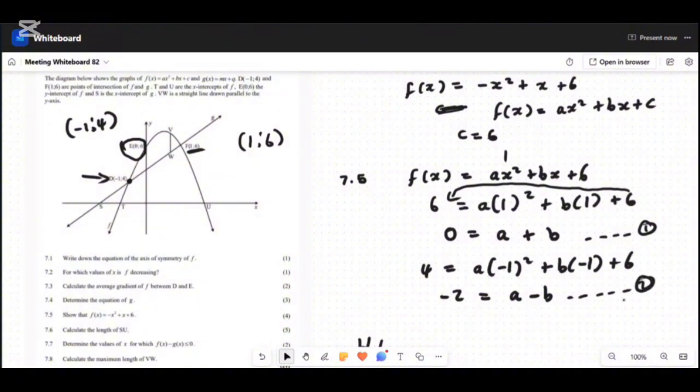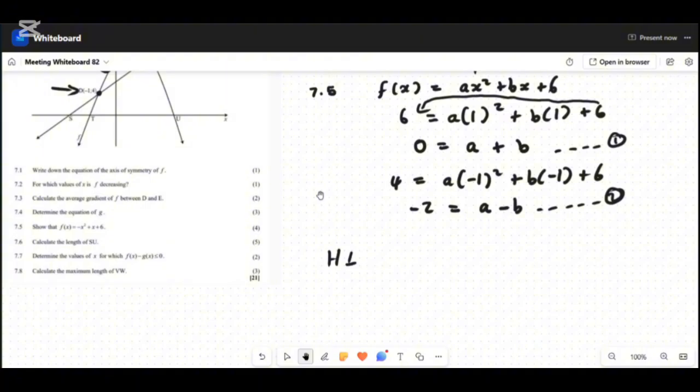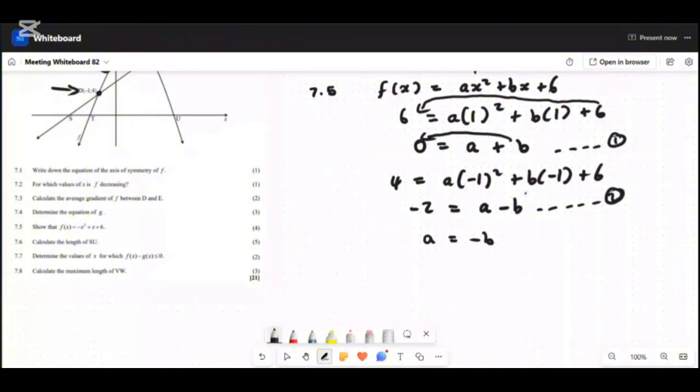I hope we're still together here. We're still fine. Then, all right. I'm going to look for my values there, A and B. This is simultaneous equations. You know how to work out simultaneous equations. Then I'm going to maybe derive from equation 1. In equation 1, you're going to say A is equal to negative B. You are transposing B to the other side, then B becomes negative. This is equation 3.